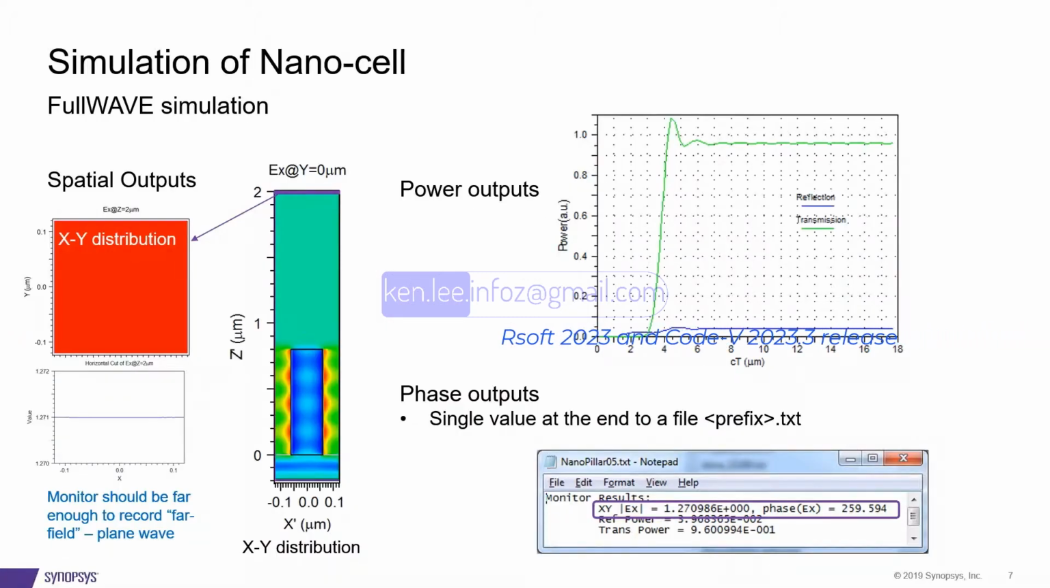Now when doing this simulation using full wave FDTD, we can obtain the following results. In here we can see that the spatial output on the XZ plane shows the field distribution inside the nanocell. The other spatial output at Zmax position, or in this case at the end of the device, shows the field at that position, which is far enough to ensure the field distribution is uniform. Both power and phase outputs are recorded into a file and can be plotted by BeamPlot.